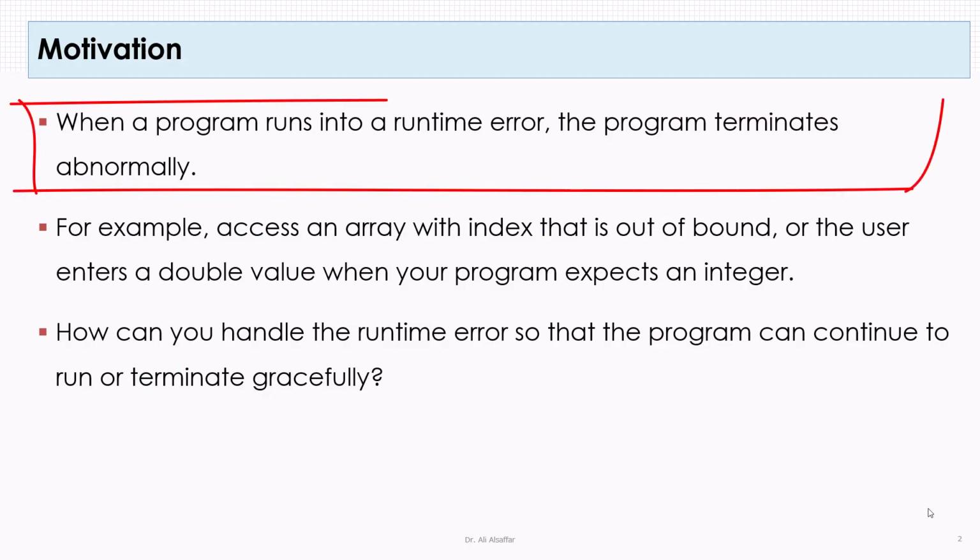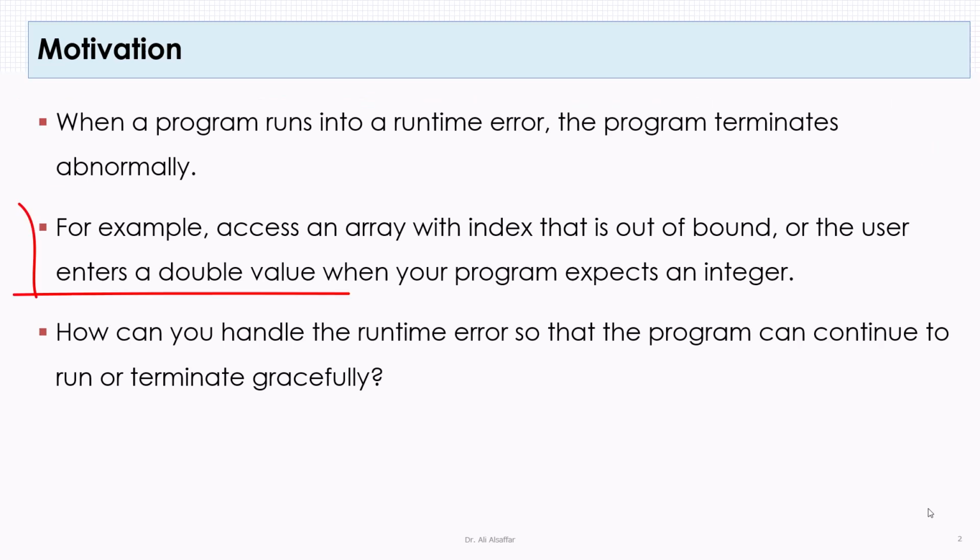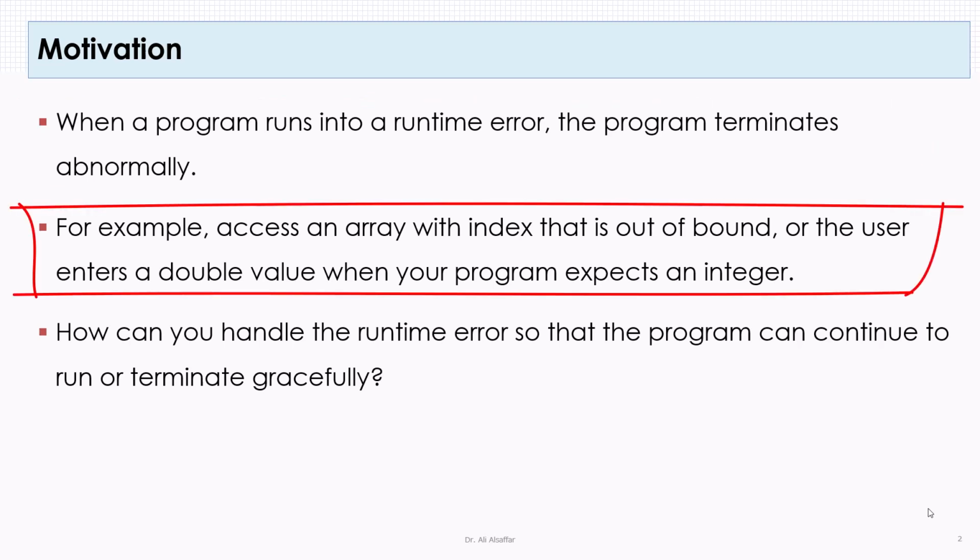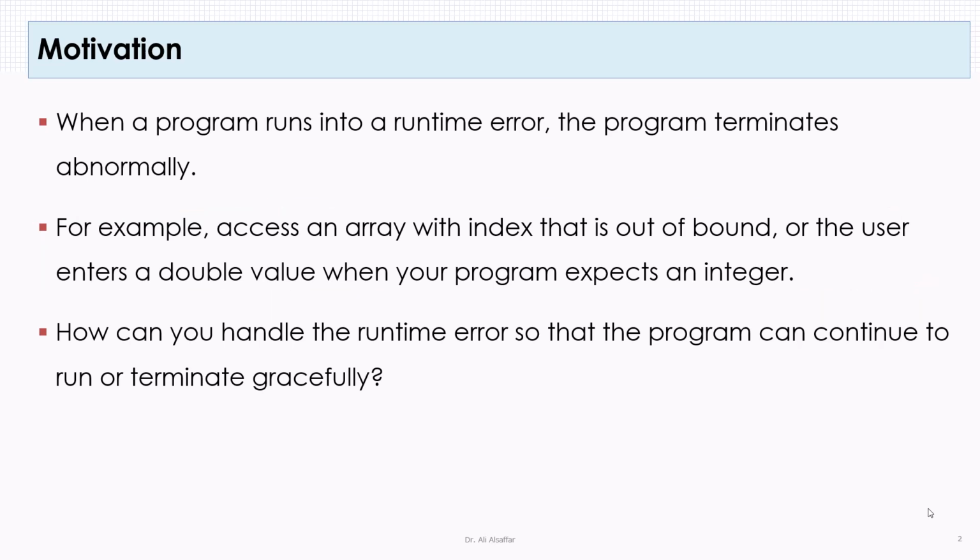Runtime errors occur while a program is running if the Java virtual machine detects an operation that is impossible to carry out. For example, if you access an array using an index that is out of bounds, you will get a runtime error with an array index out of bound exception. If you enter a double value when your program expects an integer, you will get a runtime error with an input mismatch exception. In Java, runtime errors are thrown as exceptions.